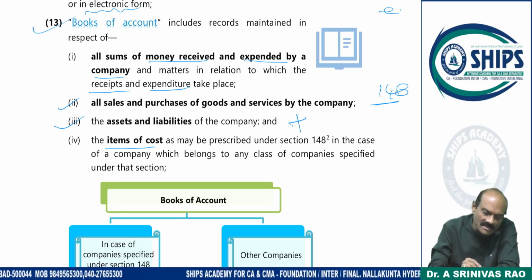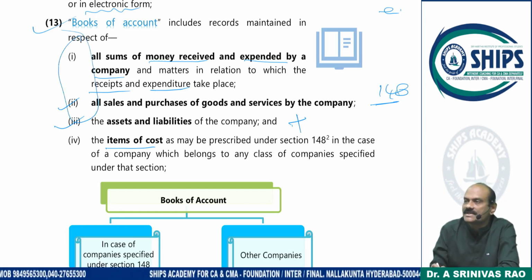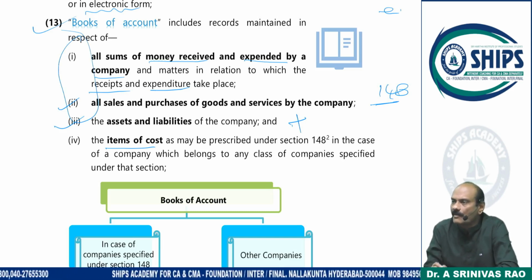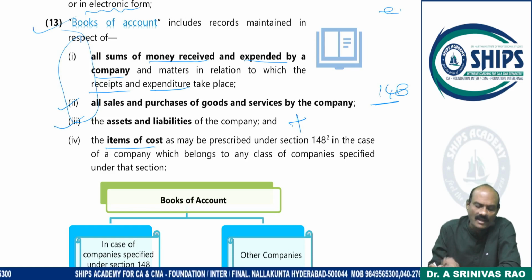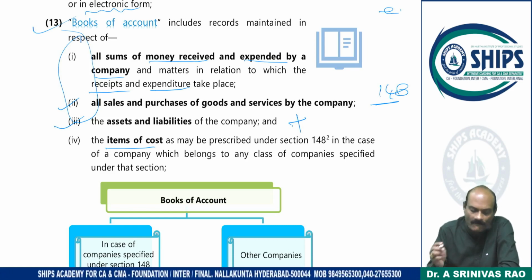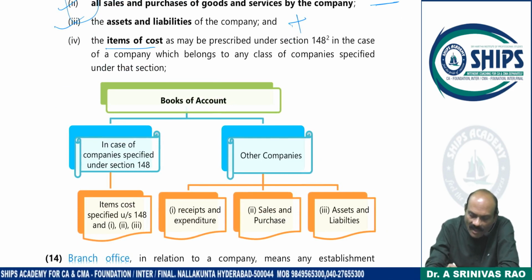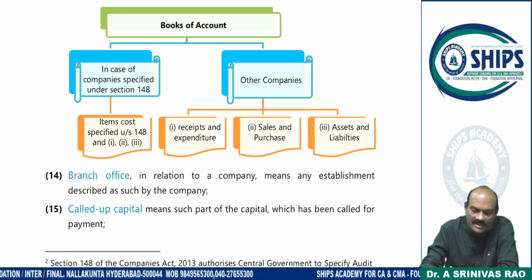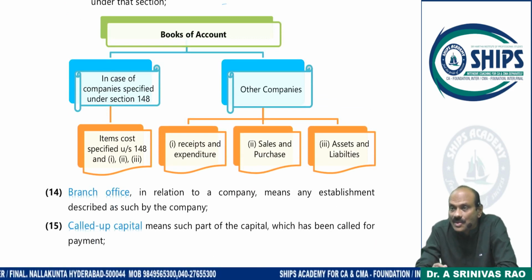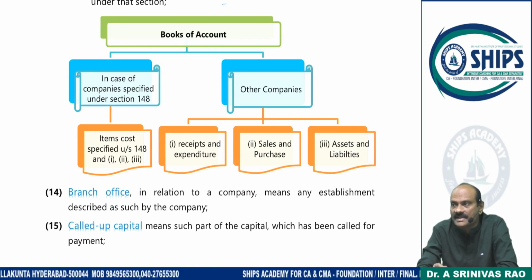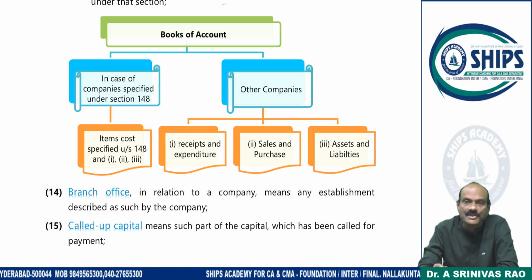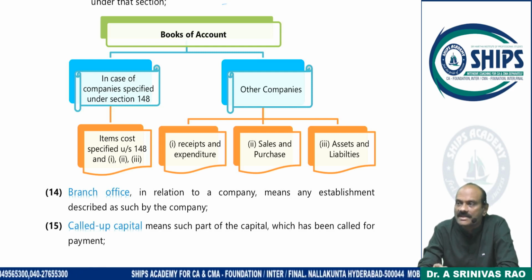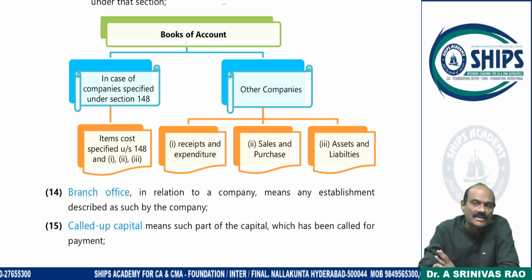Otherwise, these three books of account: receipts and payments, total sales and total amount received, purchases made, and finally assets and liabilities of the entity. Fine. And cost accounting records are not compulsory for all entities. In case of a company belonging to a class of companies specified under this, there was a list of the entities given. Almost 39 establishments are there where the cost audit is mandated, more or less all processing and production units.